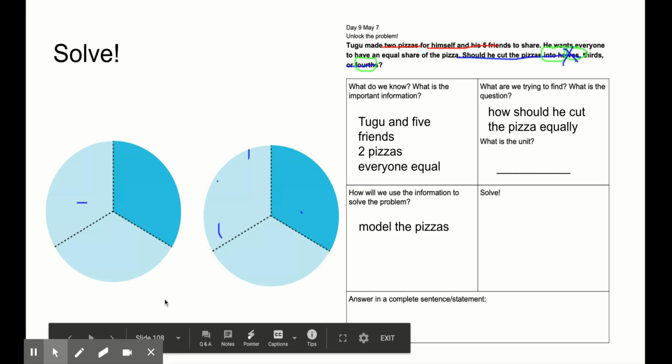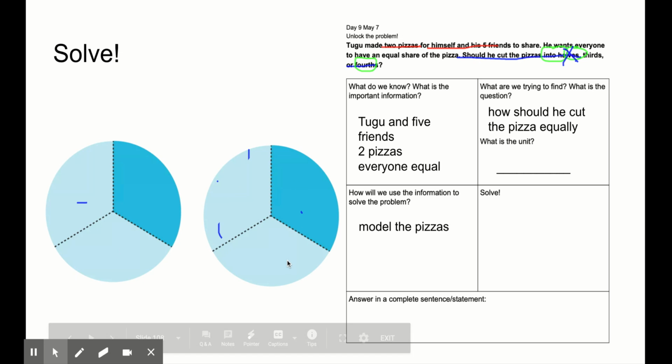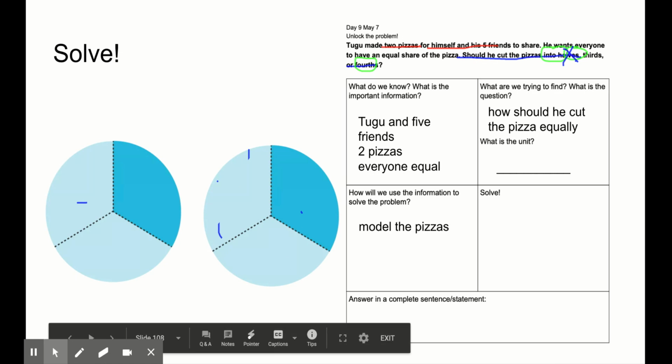Much better drawing there. Do you see how if we cut them into thirds, everybody would get the same amount of pizza? It would be a lot of pizza.